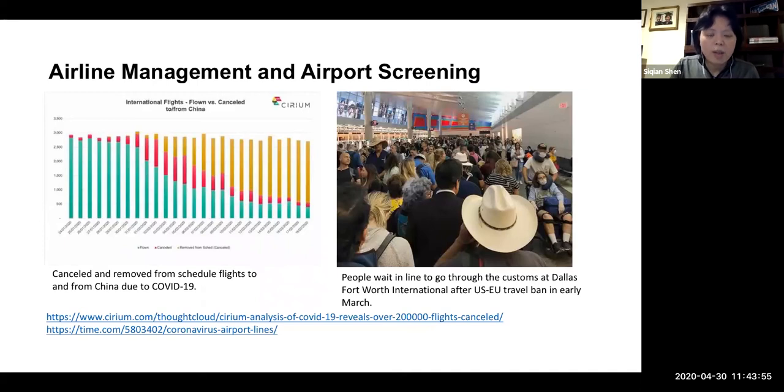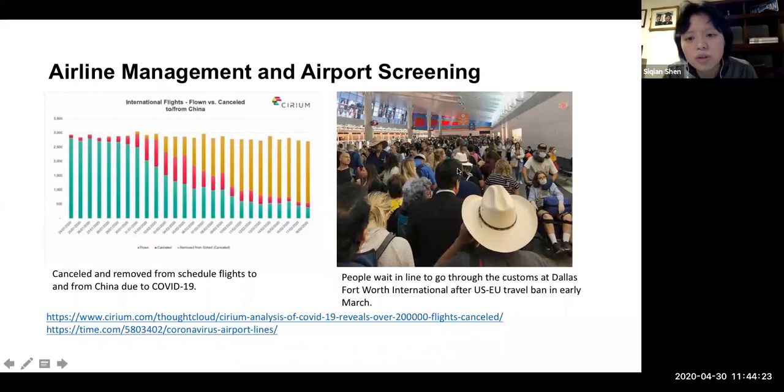And for airline management and airport screening, again, we have some models established before for different purposes, and now we can re-examine them and try to make them work for COVID-19's case. This picture shows you the decline of airline trips these days, and they have to adapt to this decline. So they rearrange all their flights and everything.